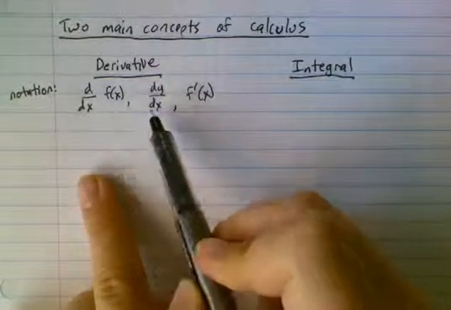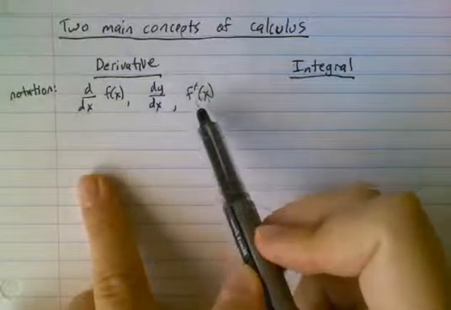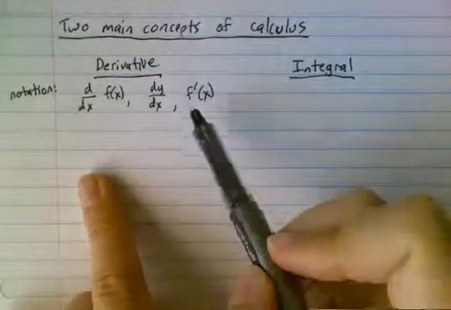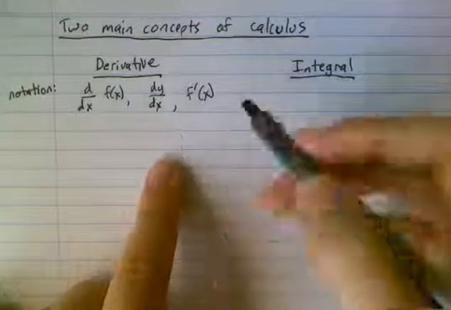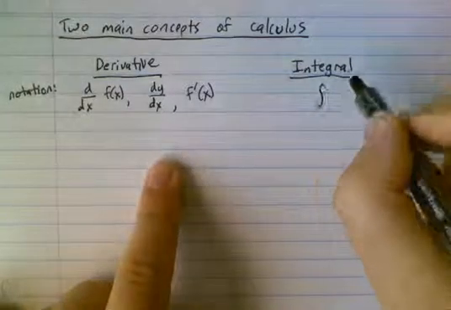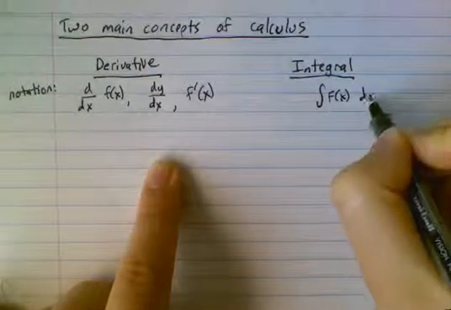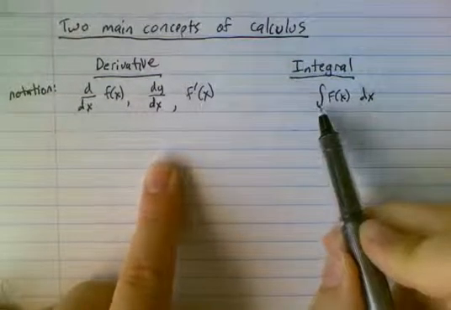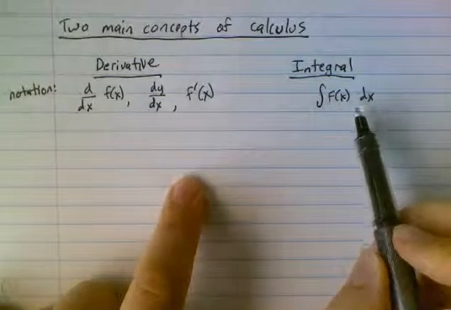This is dy dx. And this is f prime of x. That little symbol isn't a 1, it's a prime. These all mean the same thing. They all mean the derivative. And we're going to talk about what the derivative is soon. The integral really only has one notation that's left at this point. This would be read the integral or the antiderivative of f of x dx.